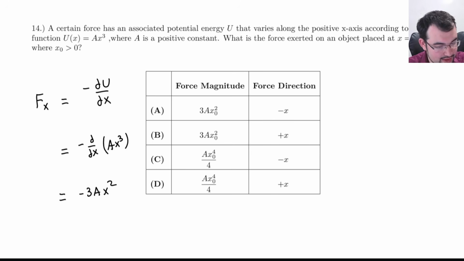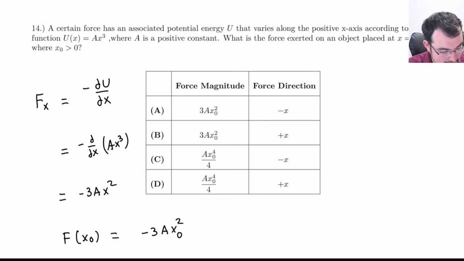And we're given that this x0 is a positive number. So we are just given negative 3a x0 squared. x0 squared is always positive, so our force would be in the negative x direction because this negative just remains. This was just a plug and chug, I think.